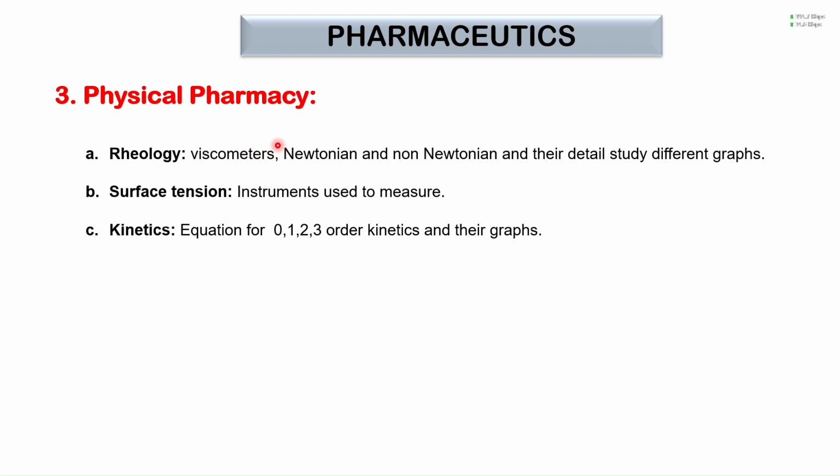Rheogram and viscogram are also very important for Newtonian and non-Newtonian fluids, and the difference between Newtonian and non-Newtonian fluids. Viscometers also, like cup and bob type, Searle type, and then Brookfield viscometers, go through that. As I listed here, graphs are also very important. Next important point is surface tension, and the instruments used to measure it. If you go through this, I don't think questions other than these will be asked. And kinetics is also very important.